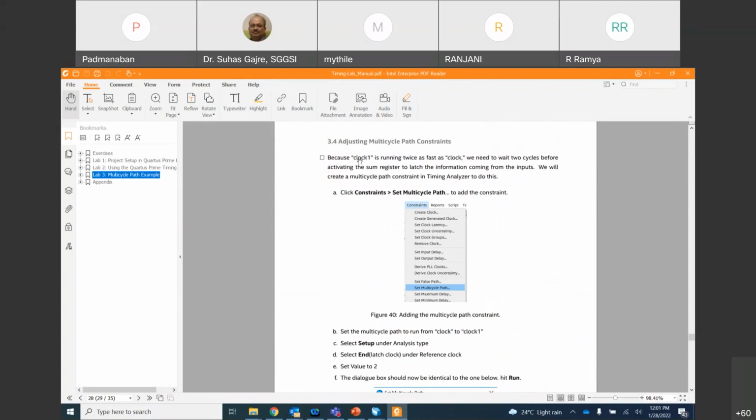Why do we need to apply it? Because one clock is running twice as fast as the other clock. So we need to wait for 2 clock cycles before activating the data. Because of that, we need to apply this multi-cycle path constraint.